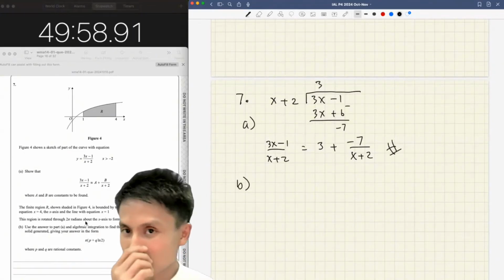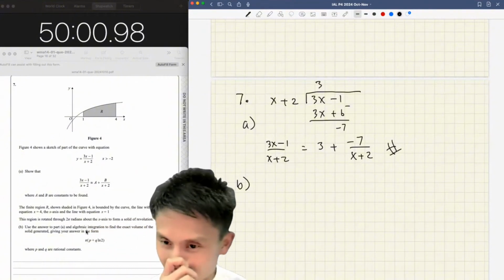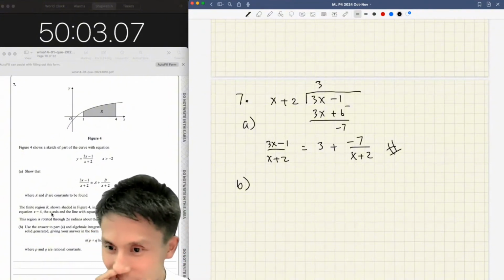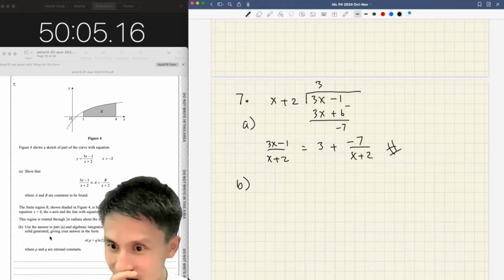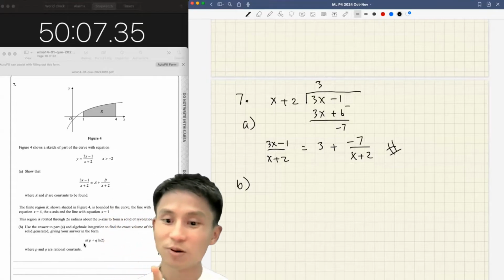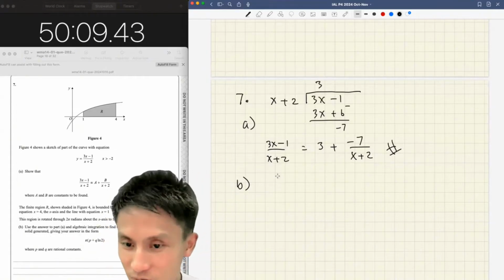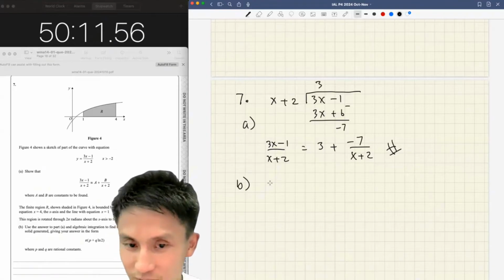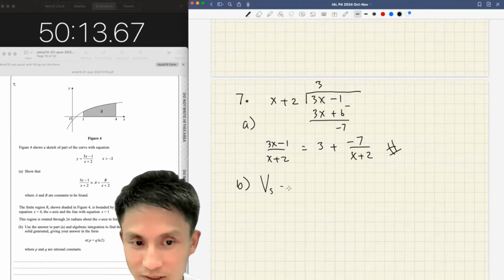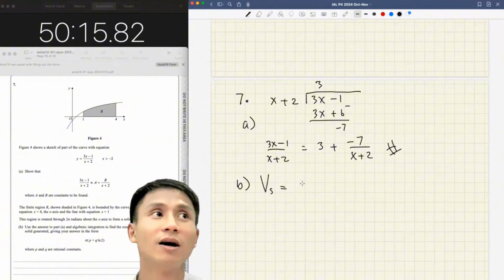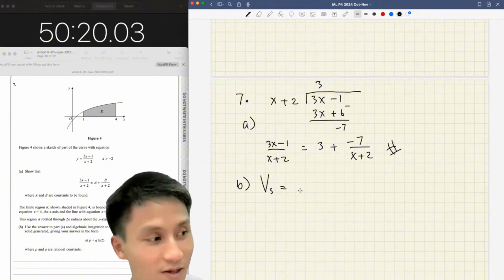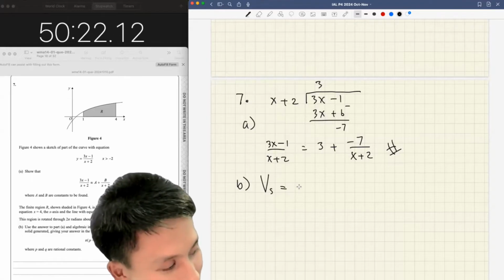Part B. The finite region R, shaded in figure 4, bounded by the curve and the lines of equation x equals 4 and x equals 1. The region is rotated through 2 pi radians. Okay, so the volume of solid revolution is equal to, hey, what was that again? I think it's, I forgot, hang on.